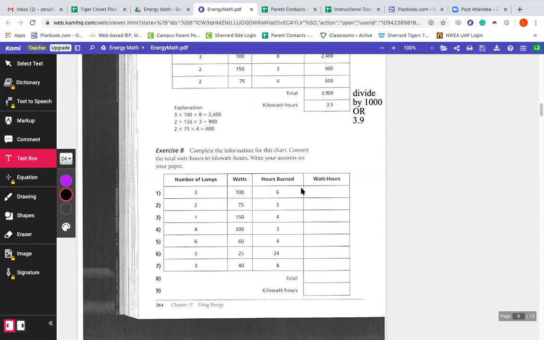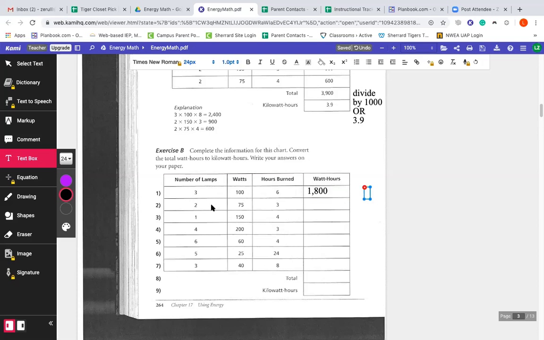And if I did my math correctly, which I'm gonna double check, 3 times 100 times 6, I should get 1,800, okay? So 1,800 watts are being burned using these 3 lamps at 100 watts per lamp, okay? So that's all I had to do. Remember, 3 times 100 times 6, done.